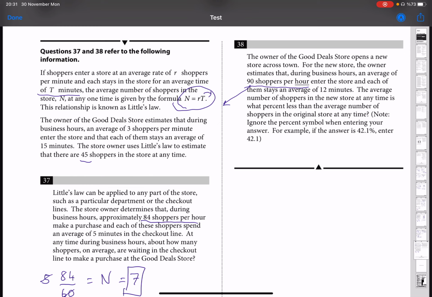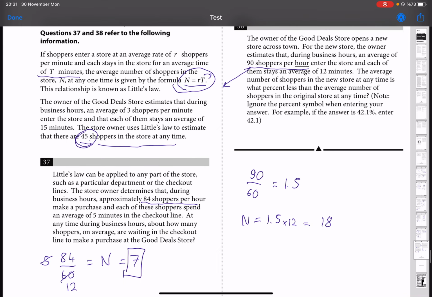Okay, let's convert this to the minutes version. It is 1.5. Let's apply the formula given in the question. n equals 1.5 times 12 minutes. It is 18. In the question, it is given that there are 45 shoppers in the store at any time.